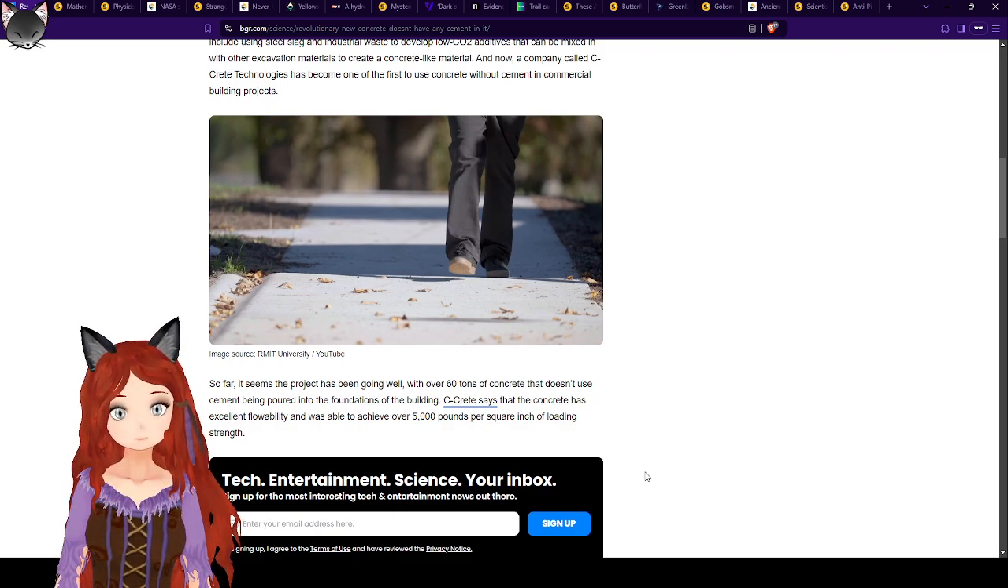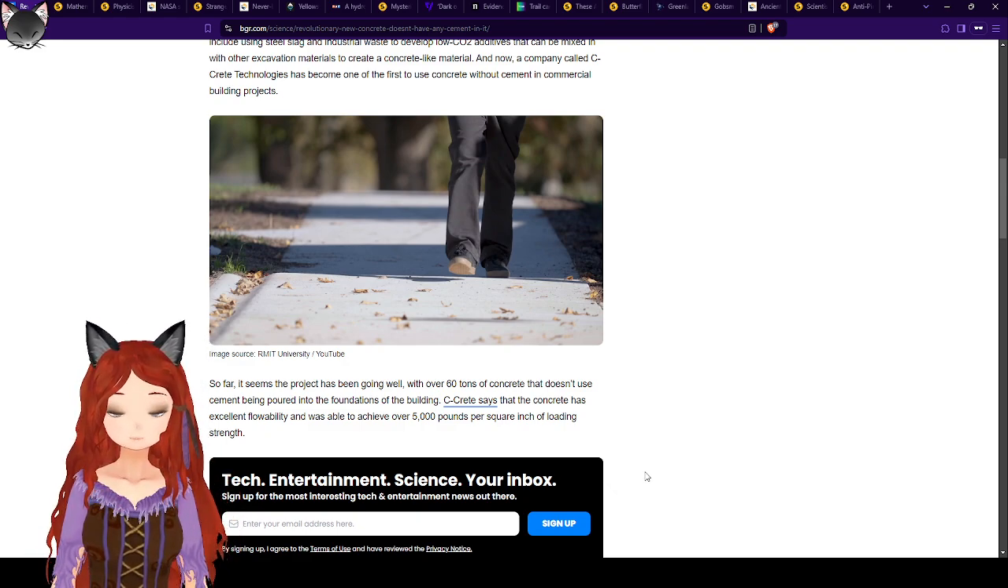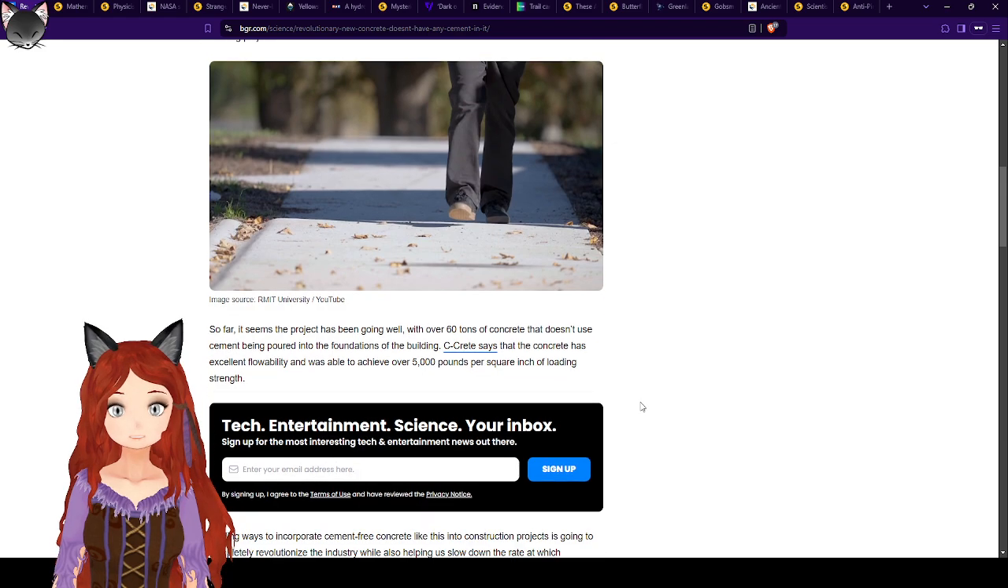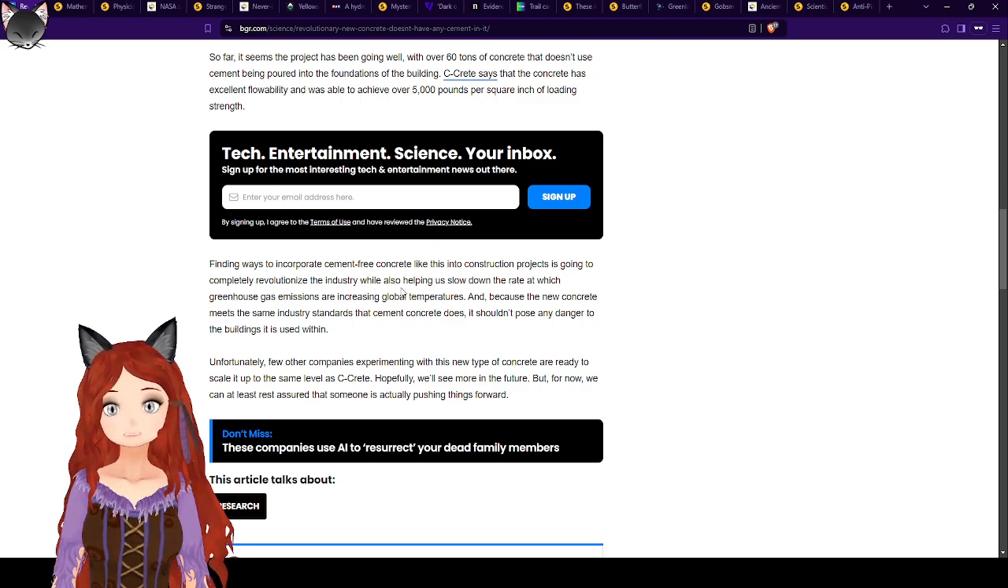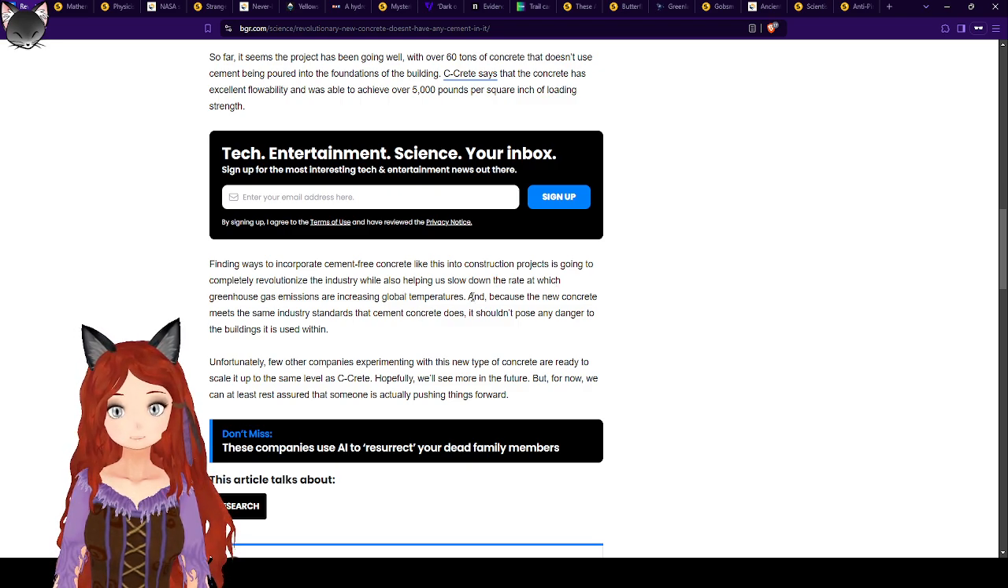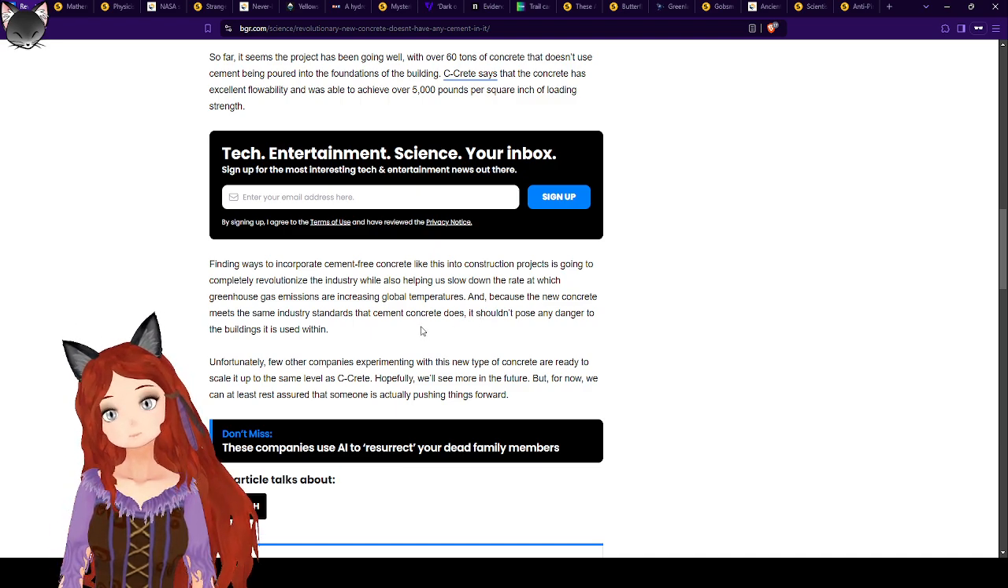Ccrete says that the concrete has excellent flowability and was able to achieve over 500 pounds per square inch of loading strength. Finding ways to incorporate cement-free concrete like this into construction projects is going to completely revolutionize the industry, while also helping us slow down the rate at which greenhouse gas emissions are increasing global temperatures. And because the new concrete meets the same industry standards that cement concrete does, it shouldn't pose any danger to the buildings it is used within.